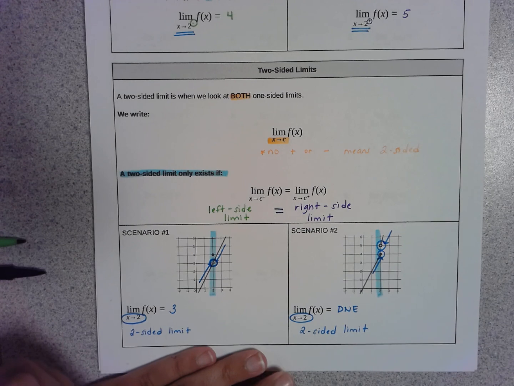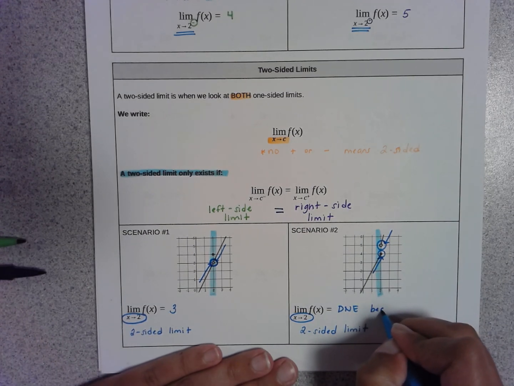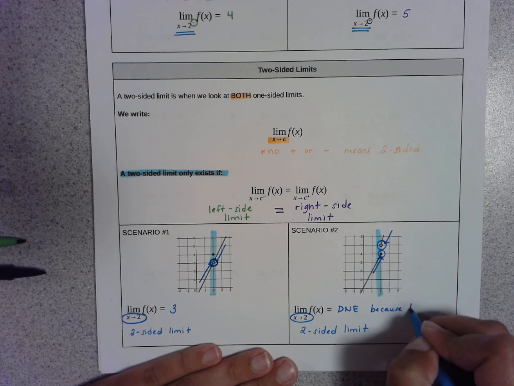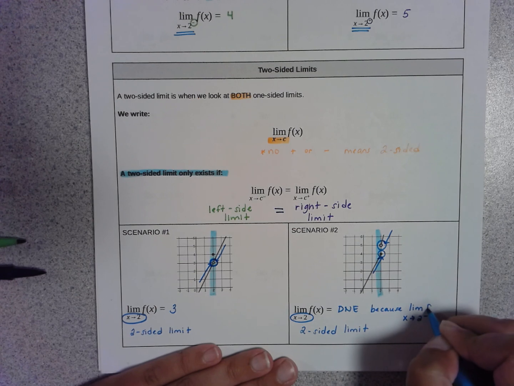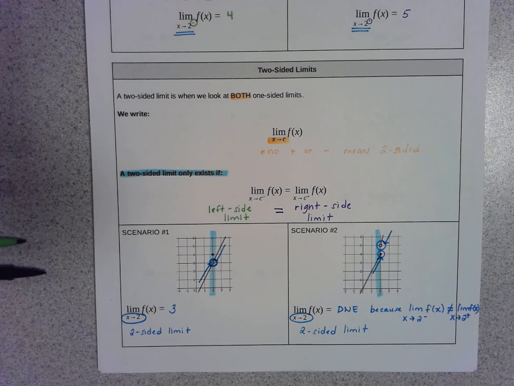And here is where we get to our learning target about justification. We would say because the limit as x approaches 2 from the left of f of x is not equal to the limit as x approaches 2 from the right of f of x. Now, when we justify our answer here, we don't need to write long sentences. We just need to say that the left-sided limit is not equal to the right-sided limit. But the notation here is important.